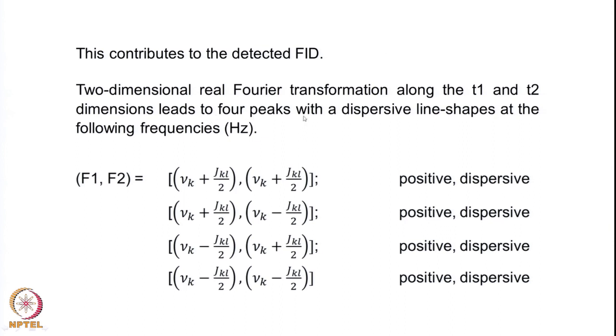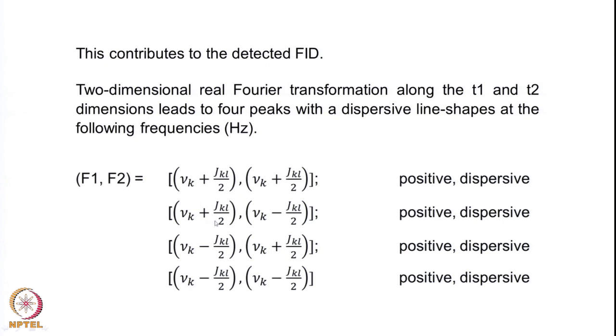So you will get a total of 4 peaks after real Fourier transformation along the T1 and the T2 dimension, leading to 4 peaks with dispersive line shapes at the following frequencies. Why did we say dispersive line shapes? Because they were sine terms. The sine terms, as we have seen before, will give you dispersive line shapes, and the frequencies that are present are nu_k plus J_kl by 2. Now it is written in terms of hertz, not in terms of radians, so the 2 pi part has been taken out. So omega_k plus pi J_kl is the same as 2 pi into nu_k plus J_kl by 2. So you have here nu_k plus J_kl by 2 along T1 and nu_k plus J_kl by 2 along T2. So this is a positive peak and it will have the dispersive line shape.